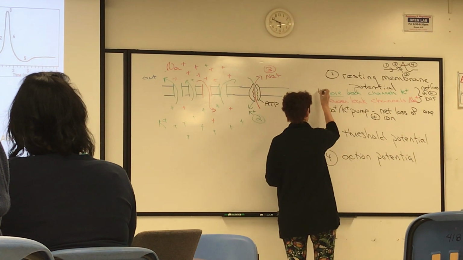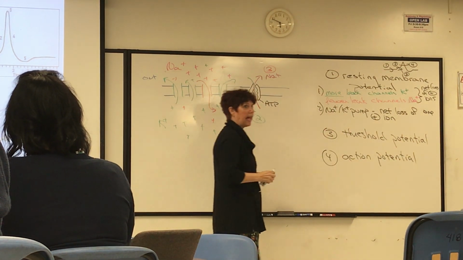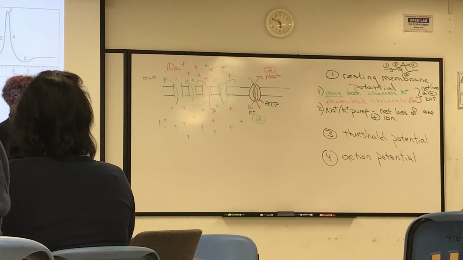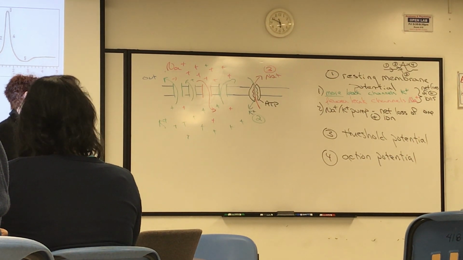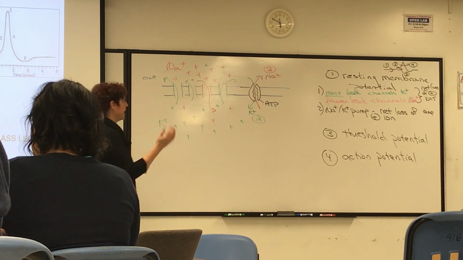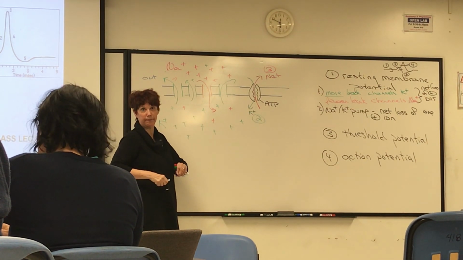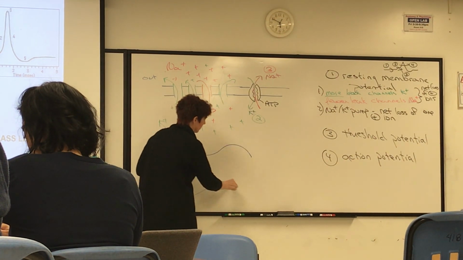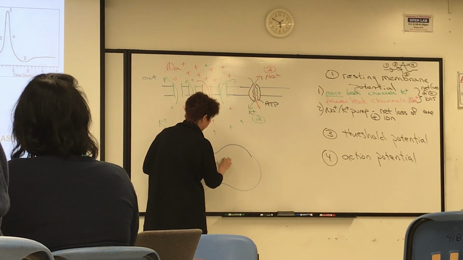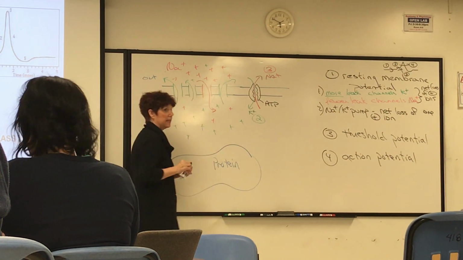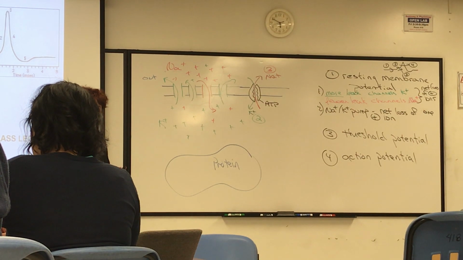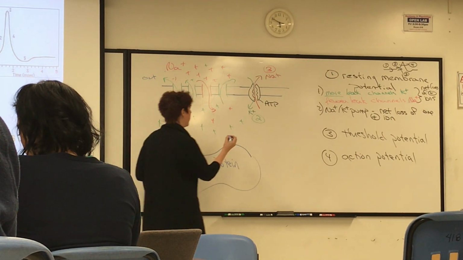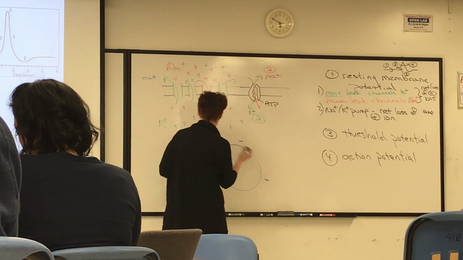So that's the second reason why we have fewer positive ions inside the cell than we do outside the cell, all right? Now the third reason has to do with something that doesn't cross the plasma membrane, and that's because of its size. So inside the cell, we have large proteins that are too big to cross the plasma membrane, and they have a net negative charge.